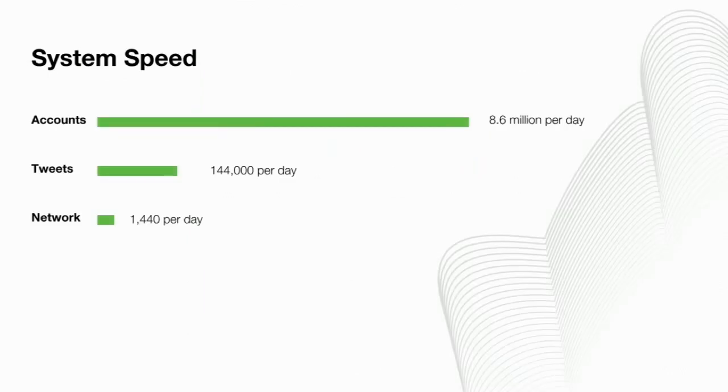Gathering accounts by far was the quickest operation. We could submit up to 8.6 million lookups per day, and that's not counting the accounts that we get from the streaming API. Gathering tweets was much slower at 144,000 requests per day, with gathering the social network at the end being so slow that it's infeasible to do this at scale.